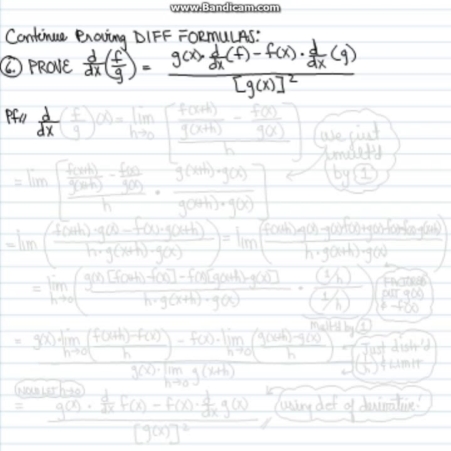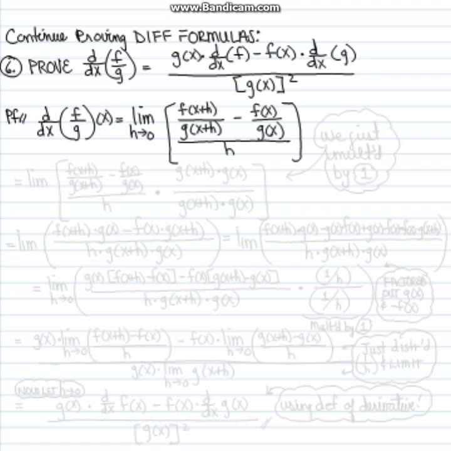Okay, the derivative with respect to x of f over g of x is equal to the limit as h approaches 0. Now let me pause this before we get started. You know what we're going to do here. We're going to use f over g in the limit definition instead of just f. Here we go. f of x plus h over g of x plus h, minus f of x over g of x, and all of this over h.